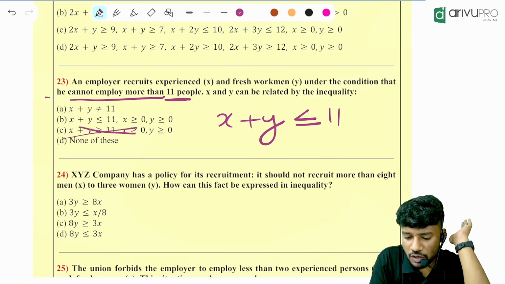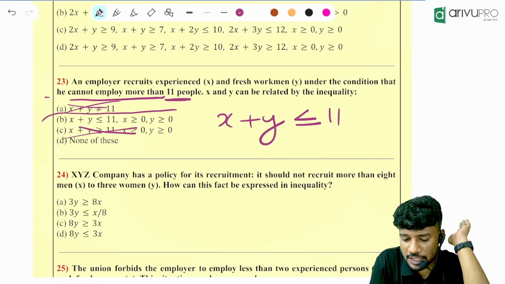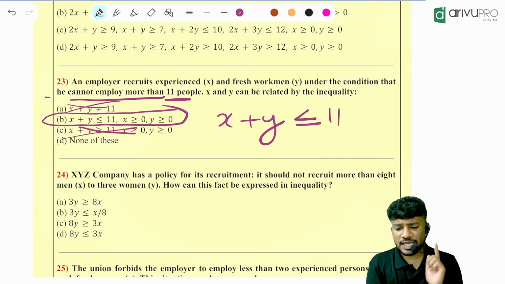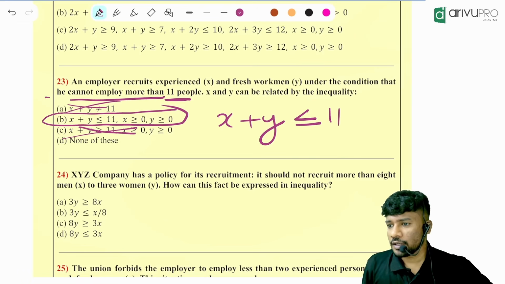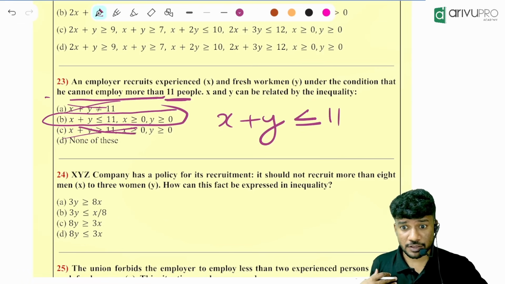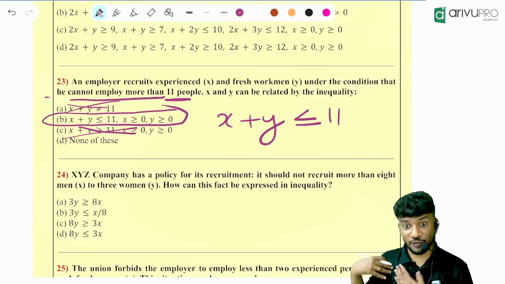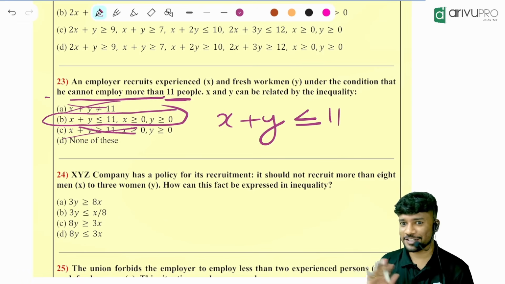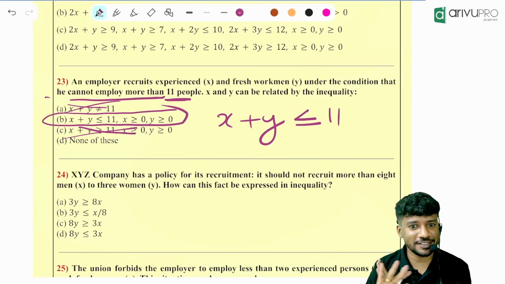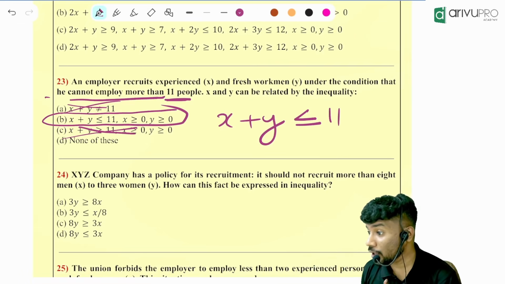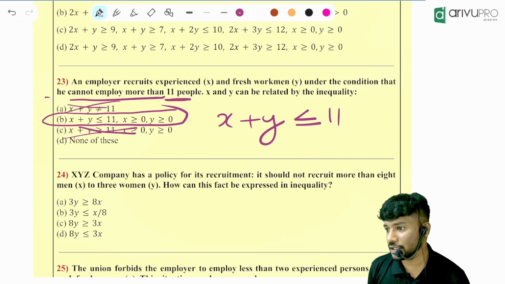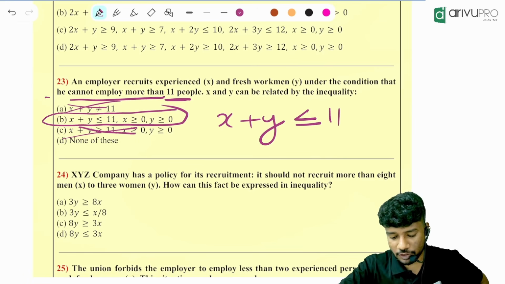Option C is wrong. Option A is wrong. What is the only possible answer? Option B. They have mentioned X is greater than or equal to 0, Y is greater than or equal to 0. What do you mean by that? Experienced people should be greater than or equal to 0. It should always be a positive number. Correct? Can a person be a negative person? Can the person value be negative? No. It's not like Infinity War, where they disappear and all. That doesn't happen here. So whenever we are talking about people, it should be a whole number, 0 to positive infinity. There are no negative values. Keep it in your mind.